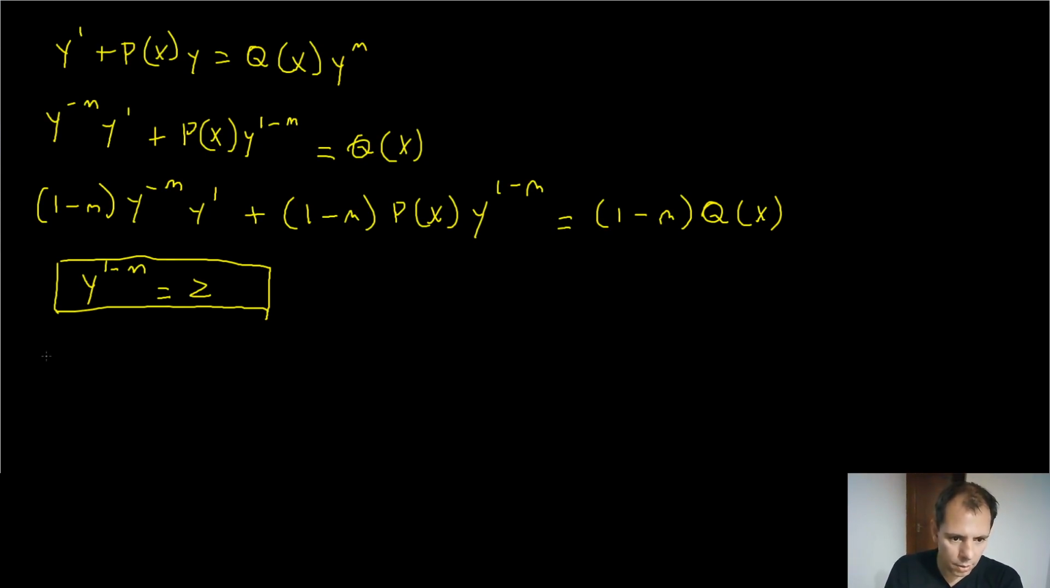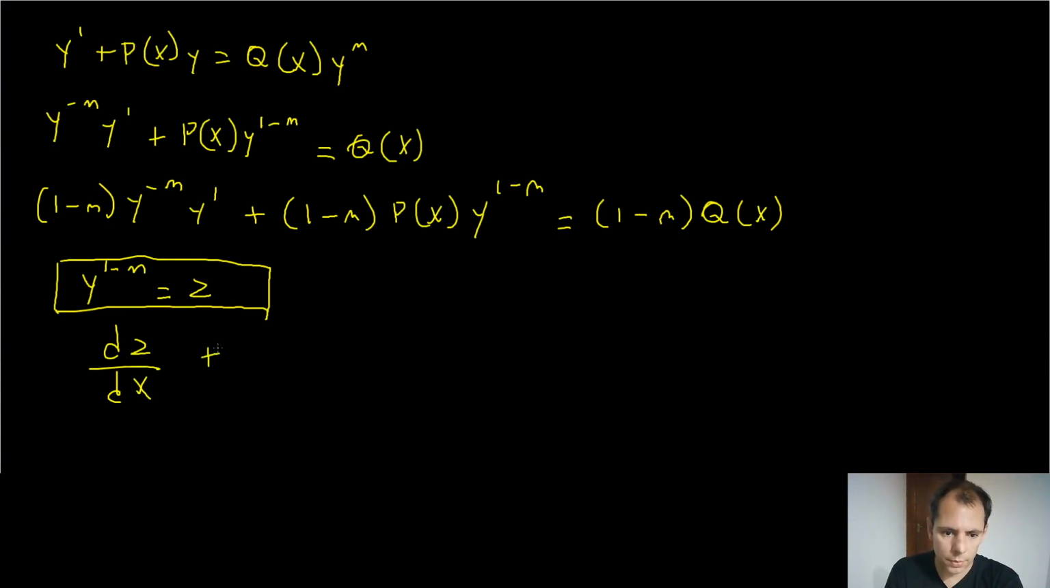So what do we have in here? Now, you know what I can do? I can say that this whole thing here is going to be dz dx. Yeah, dz dx. Because if you do dz, it's going to be 1 minus n times y to the minus n times y prime. So this becomes dz dx. It's not dy, okay? It's dx.